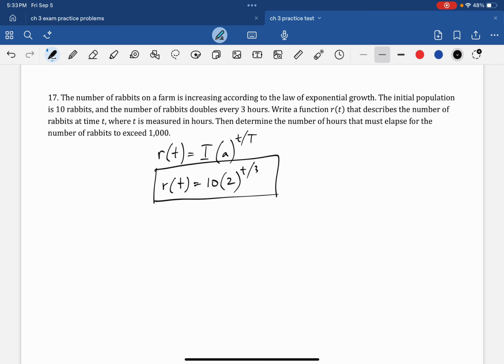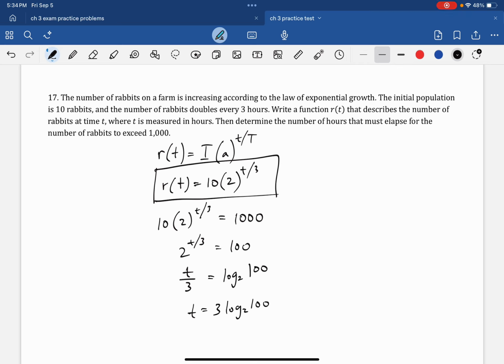And then the second part of the question, how many hours must elapse for the number of rabbits to exceed 1,000? Okay, so I'm essentially looking for the value of t such that 10 times 2 to the power of little t over 3 is equal to 1,000. So I can isolate the exponent to one side. I'm left with that, which means that t over 3, okay, all I'm doing is taking a logarithm base 2 of both sides. Log base 2 of 100, which means that t equals 3 times log base 2 of 100. Okay? And that would be my answer.